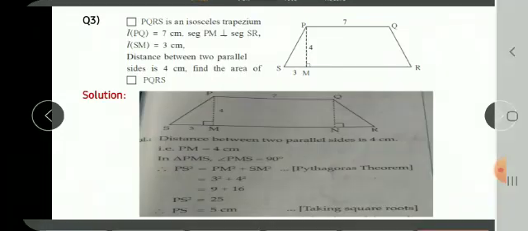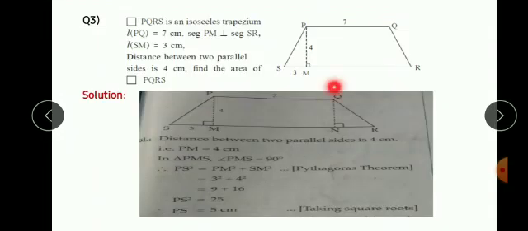Now let's see, when PS is 5 centimeter, QR is equal to PS. This QR is equal to PS because they are non-parallel sides of an isosceles trapezium and they are equal. So QR is equal to 5 centimeter. When PS is 5 centimeter, QR is also equal to 5 centimeter.